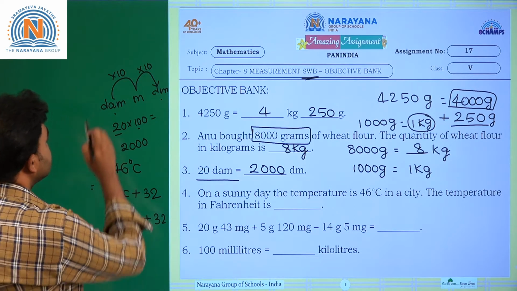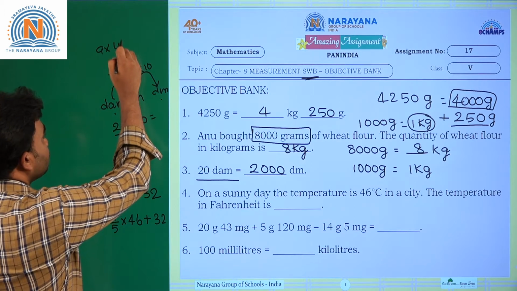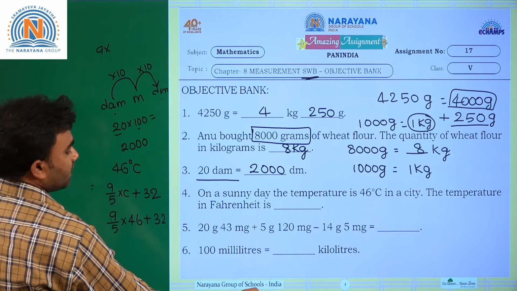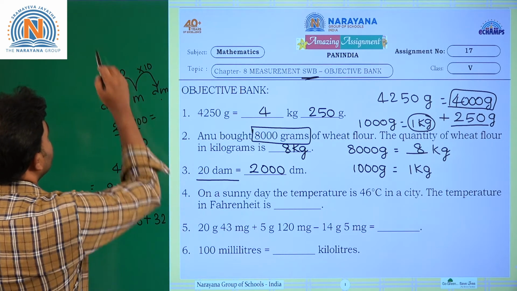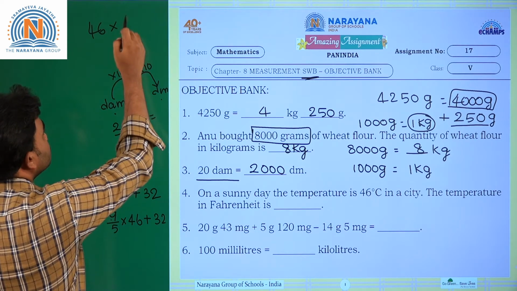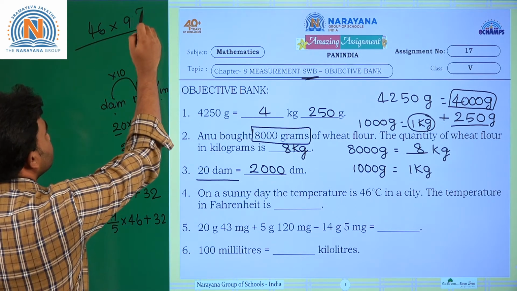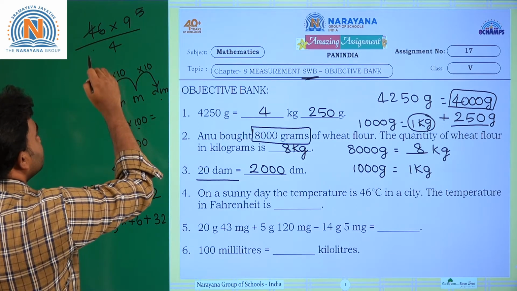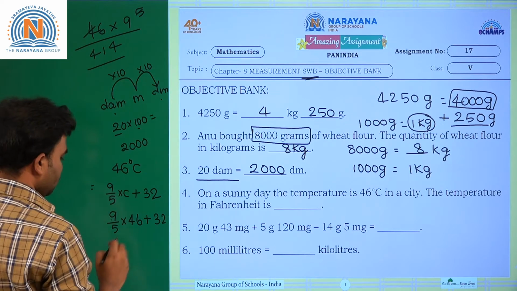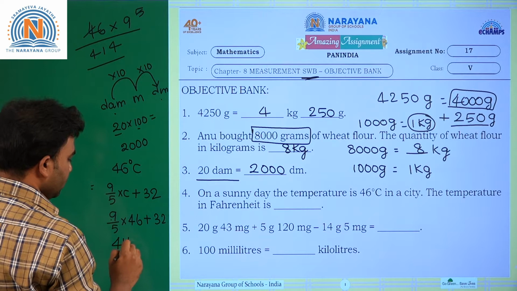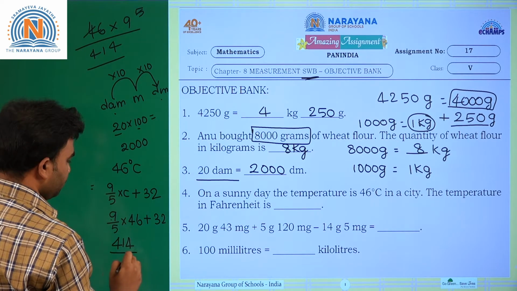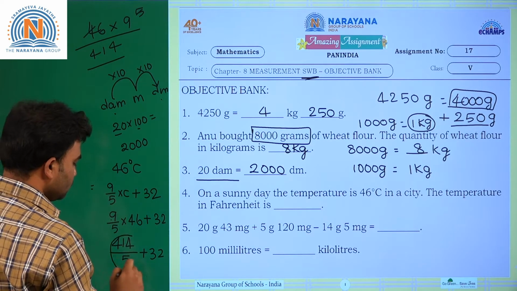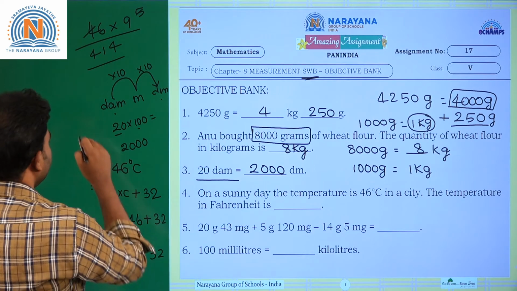Multiply 9 and 46, 9 into 46, that means 46 into 9. You take 46 into 9, 9 6s 54, 9 4s 36, 36 plus 5 is 41. So 414 by 5 plus 32. Now divide these two, 414 by 5.